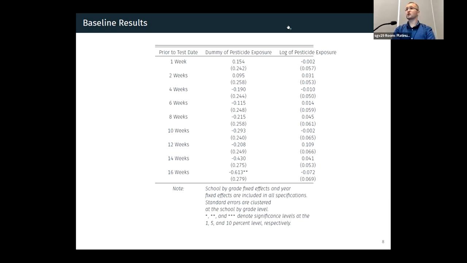What we find in terms of the log specification is very limited statistical evidence for a significant relationship. Some of the coefficients have the expected sign based on the literature, but overall there is very limited evidence. When we take the other approach from Larsen and Noack, which defines the extreme areas, we find some evidence for statistically significant effects, but I don't see them as very strong and convincing in many ways. Overall, we find test scores are about 0.6 points lower in areas which experienced strong pesticide exposure 16 weeks out.